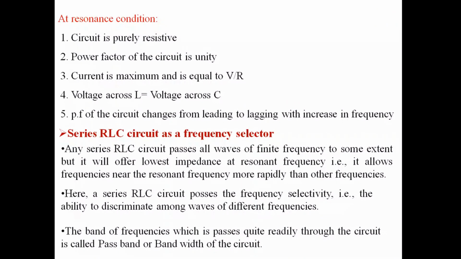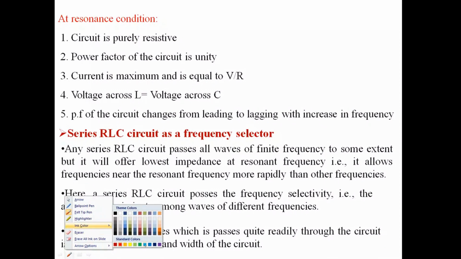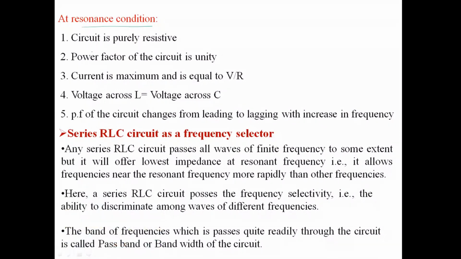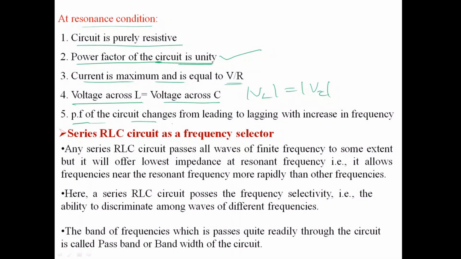Now let us look at a total summary of the resonance condition. At resonance condition, the first important point is the circuit is purely resistive, and since the circuit is purely resistive, the power factor of the circuit is unity. Then the current is maximum and is equal to V by R, and voltage across L is equal to voltage across C. That is, mod of VL is equal to mod of VC. Magnitudes are equal, but they are in opposite direction. Therefore, the power factor of the circuit changes from leading to lagging with increasing frequency.